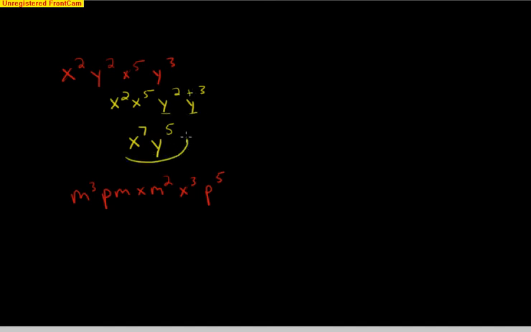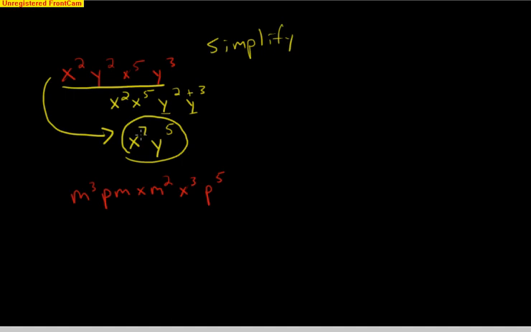So this here simplifies, these will be our directions, to this. Let's do another one. We've got m. When there's no exponent written, it really is an exponent of 1. So m to the third times m to the first, this is all multiplication, times m squared for a total of m to the sixth.